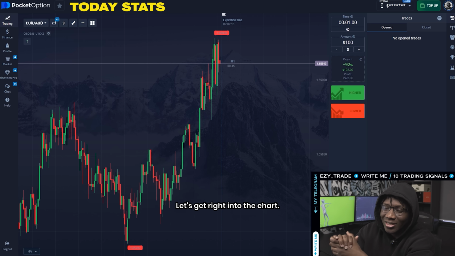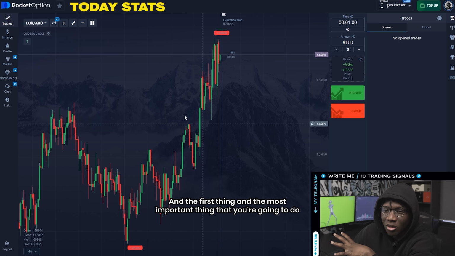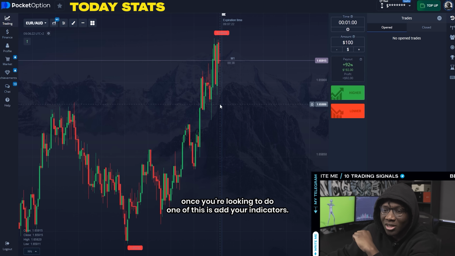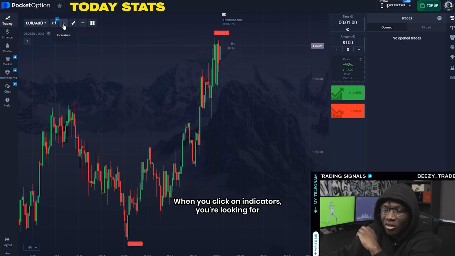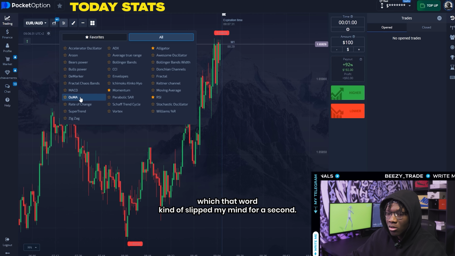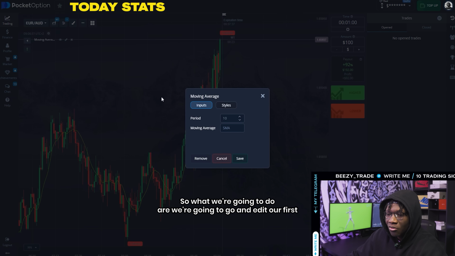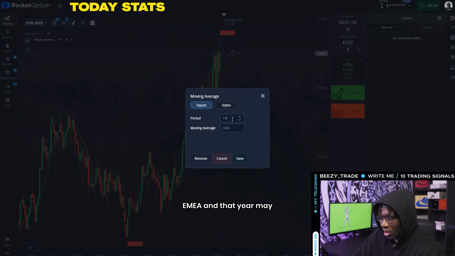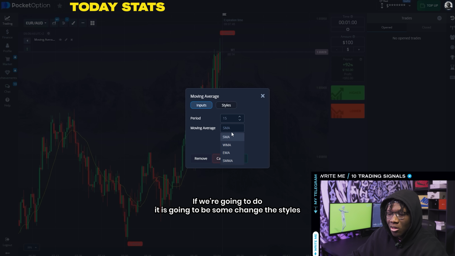Yo gang, let's get right into the chart. The first and most important thing you're going to do is add your indicator. When you click on indicator, you're looking for moving average. So we're going to edit our first one, and it will be a 15 SMA. Make sure you're choosing the SMA. Everything we're going to do today is going to be in SMA.